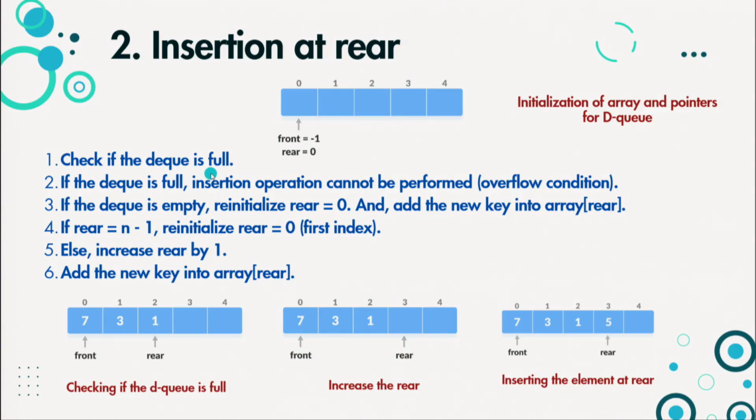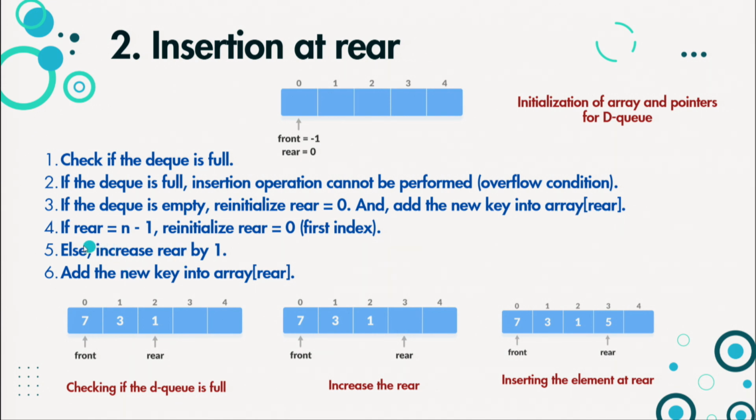As a general rule, whenever we add a new element, we check whether the queue has reached its maximum limit. If the queue is full, then we say that the operation cannot be performed because there is an overflow. Otherwise, we look for the following conditions. If the queue is empty, then we need to reinitialize rear. So, rear is reinitialized to 0 and the new element is placed at the position pointed to by rear.